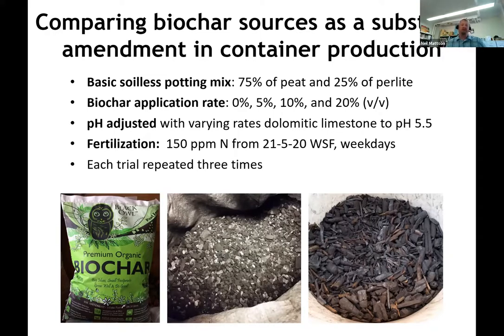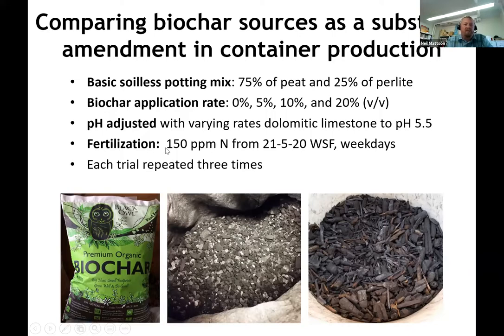We paid quite a bit of attention to pH. The base potting mix of peat that was initially unamended with limestone had a low pH of about 4. Then the biochars that we used had a pH of 7 to 8. So what we did is we prepared the different application rates, then we measured the resulting pH, and then we added different rates of dolomitic limestone to get a pH of about 5.5. I think this would be an important point for growers: to be aware of the resulting pH effect of the different biochars that you use.